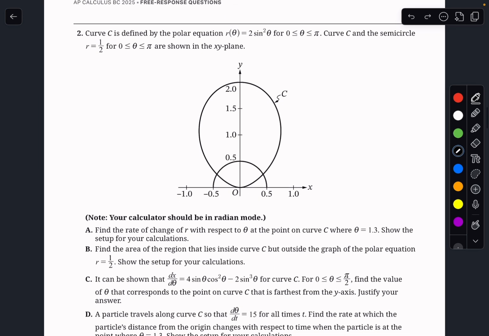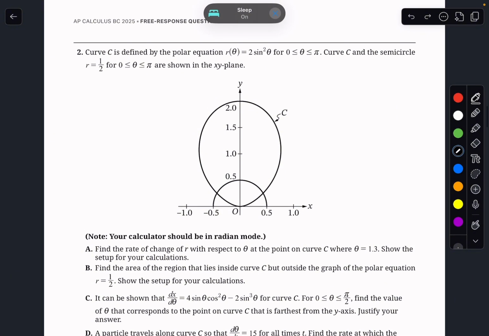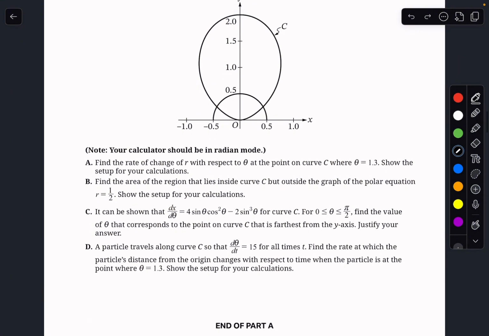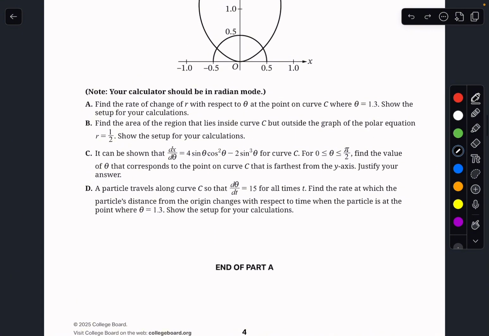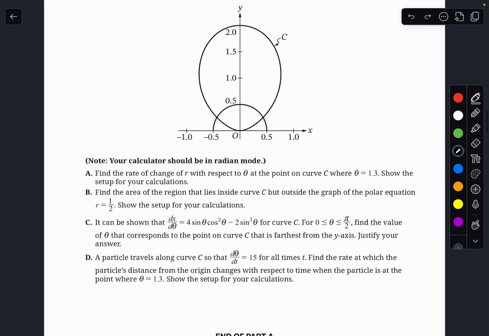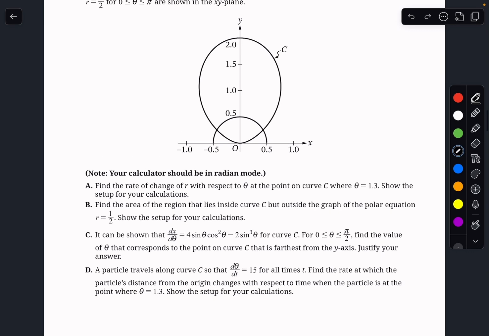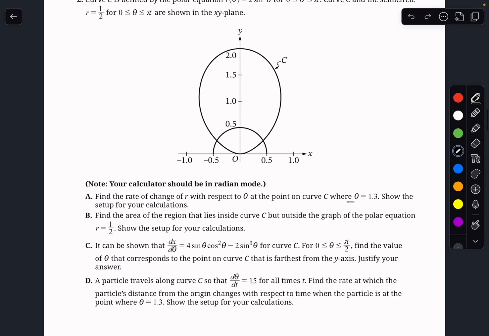So we have a Cartesian graph here, and this is a polar graph, which we can see right here, defined by two equations, r of theta and r is equal to 1/2. So our curve C is this big thing, which is going like this, and then our r equals 1/2 is right here. Now, part A of this problem says, find the rate of change of r with respect to theta at the point on curve C where theta is equal to 1.3. Show the setup for your calculations.